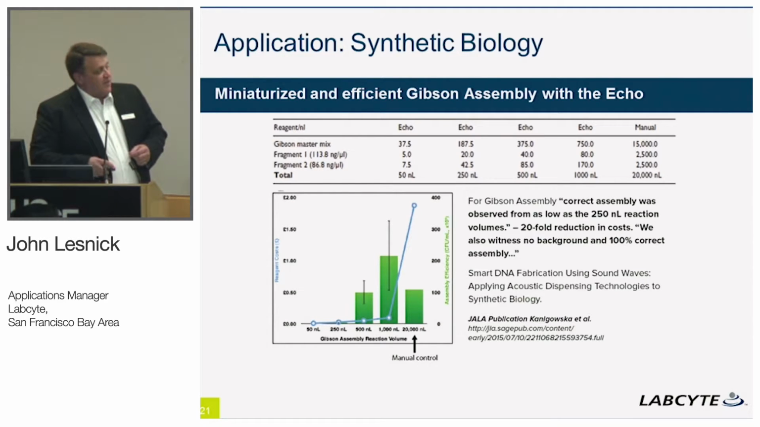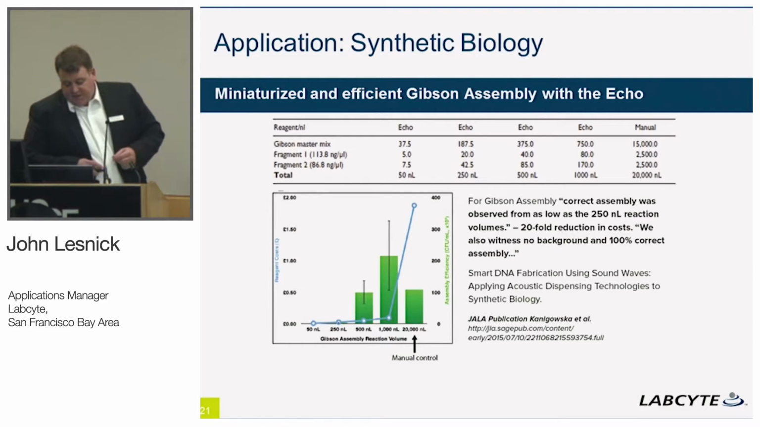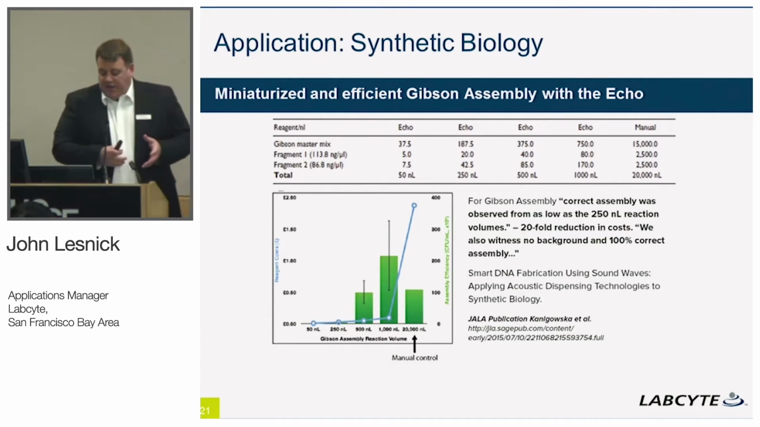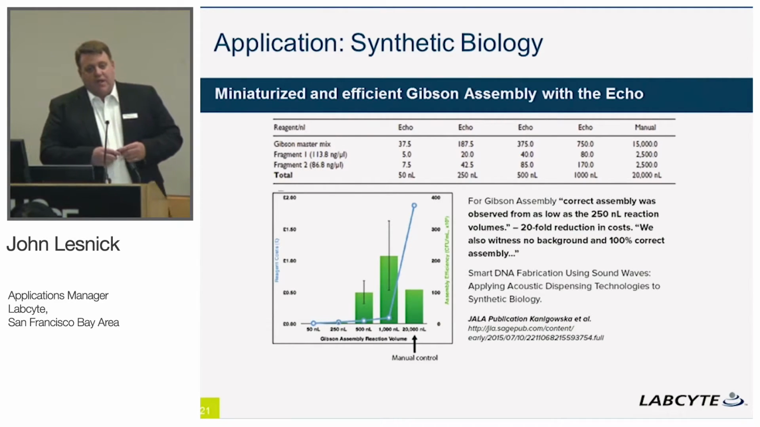What they've done is plot their results here. I believe this is the cost on this axis. Over here is the efficiency, and they're plotting it relative to the total reaction volume, and the manual here is the control. So their takeaway really was they got correct assembly. It was observed as low as 250 nanoliters, and that was a 20-fold reduction in cost to them, and that there was no background, at 100% correct assembly.